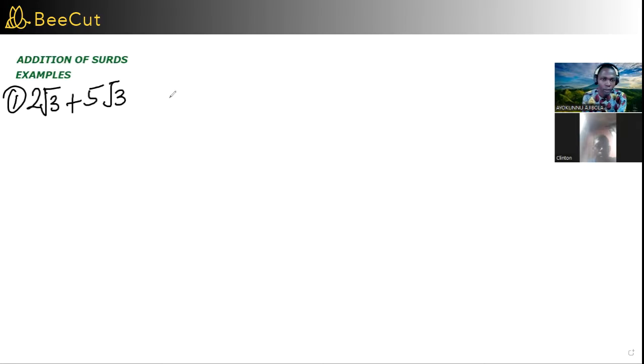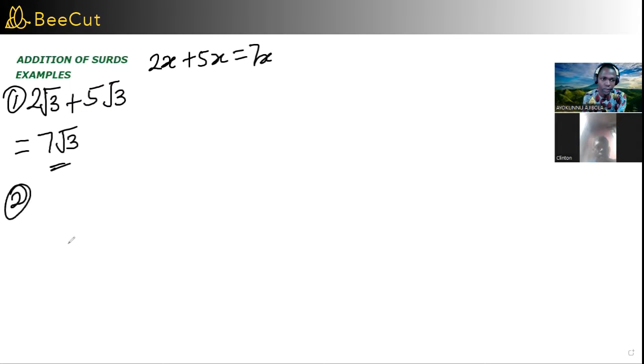Okay. Let me tell you something here straight away. Forget about root 3. Yes. What is 2 plus 5? 7. So now, if you are bringing root 3 back, let's say it's 2x plus 5x. What would that be? 7x. The same thing is what we do. So what's my answer now? 7 root 3. Okay. Yes. That is it.